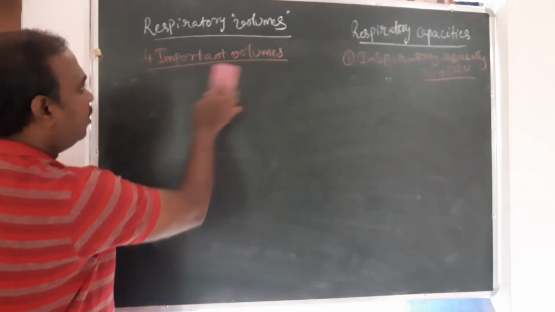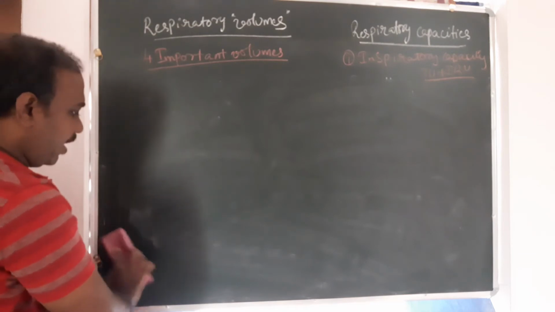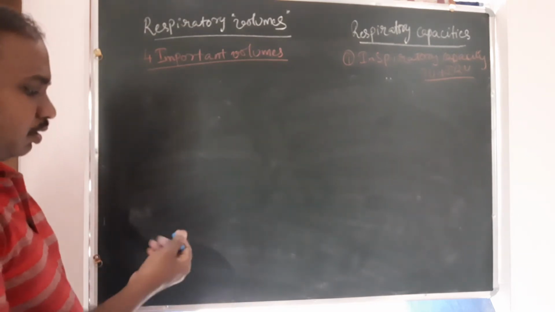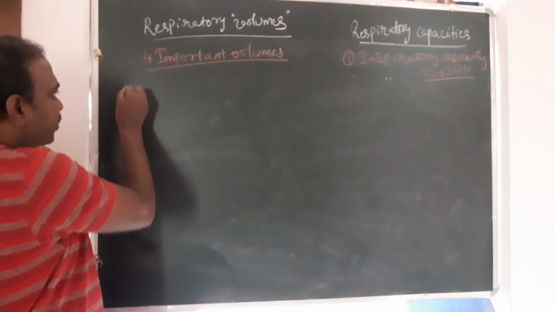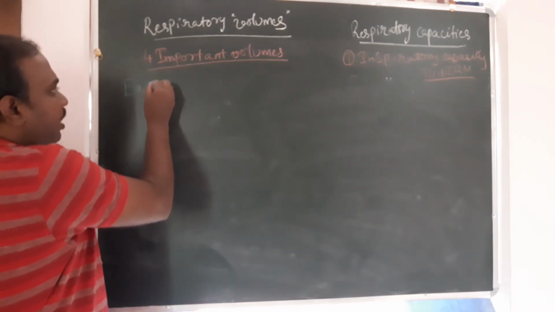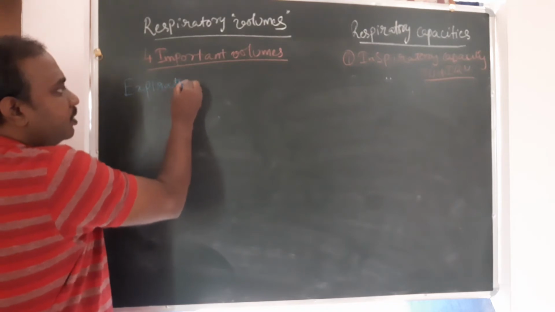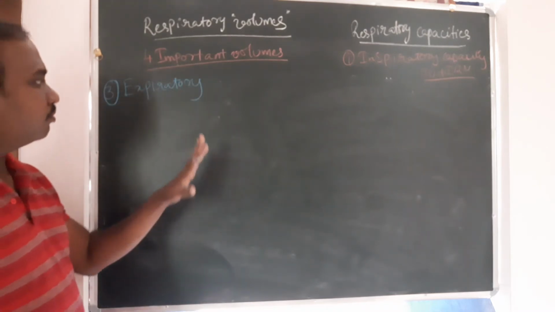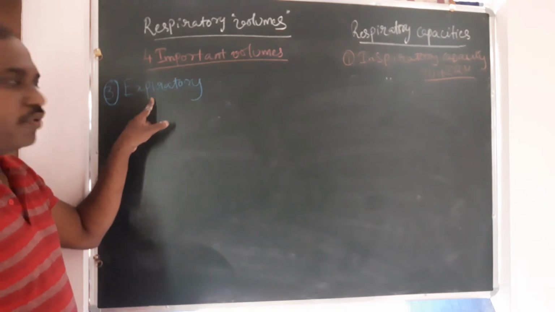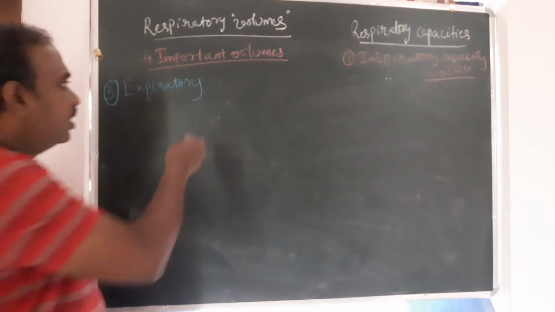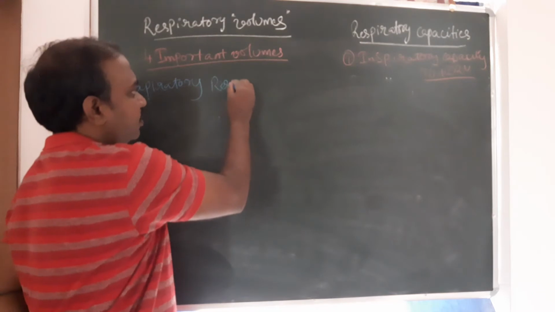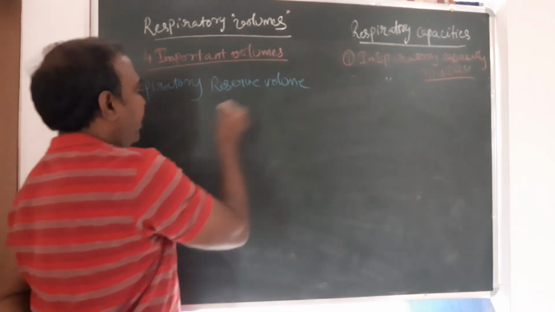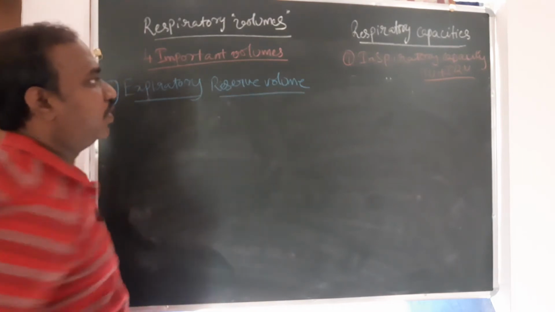So the other set of volumes. What is the third volume? The third volume that we have is the expiratory reserve volume. So I am writing 3 here, right? Tidal volume, inspiratory reserve volume. Now we have the expiratory reserve volume. That is expiratory reserve volume.